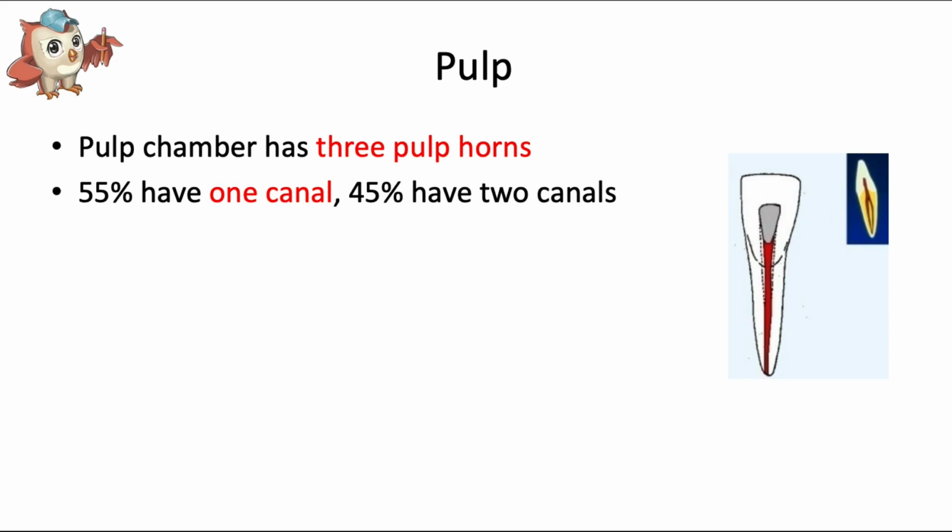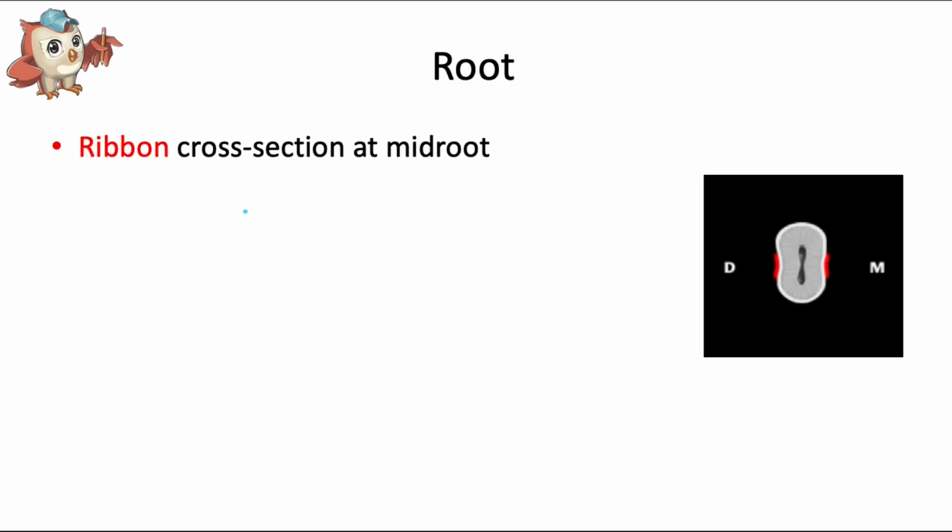At this point in the series, we're pretty used to seeing three pulp horns, but how about the pulp canals for this tooth? Well, 55% of them tend to have one canal, and 45% tend to have two canals, making this the most likely incisor to have two pulp canals. And they usually split facial and lingual. We have the same ribbon-shaped cross-section that we did in the mandibular central, thanks to those root concavities or depressions.